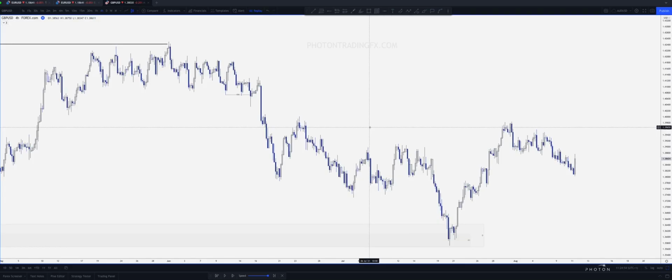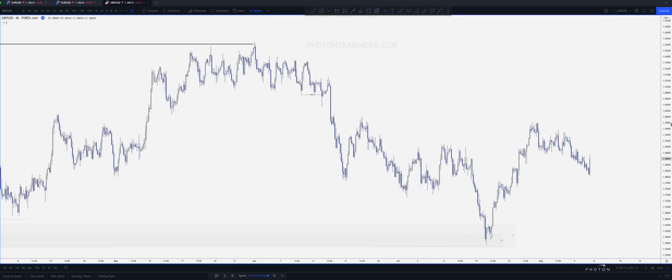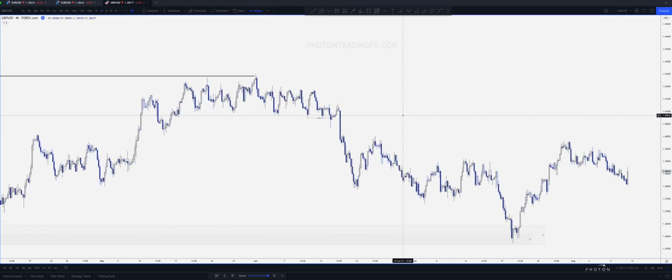Now, of course, you can draw structure the exact same way on here as you have done on other pairs such as euro dollar, but you just have to accept that the trend is going to be changing a lot more frequently for you, because price will be breaking those more minor highs and lows quite often, which you may define as your swing structure. So just make sure you practice with it, and you'll start to get a feel for it and see what works for you.